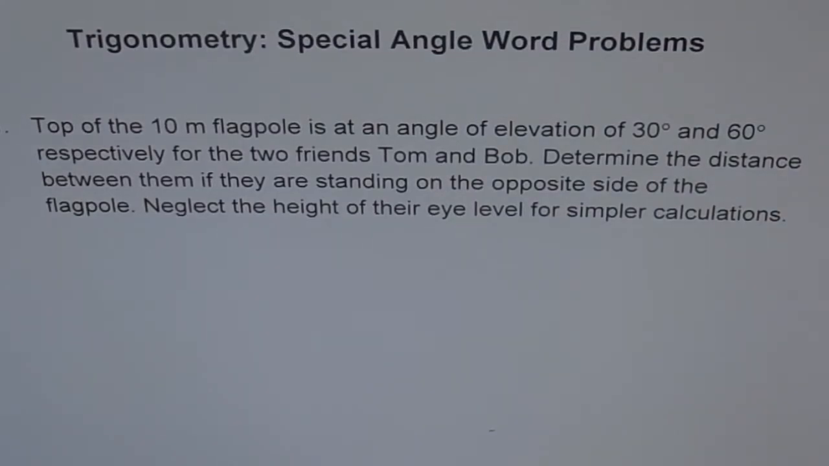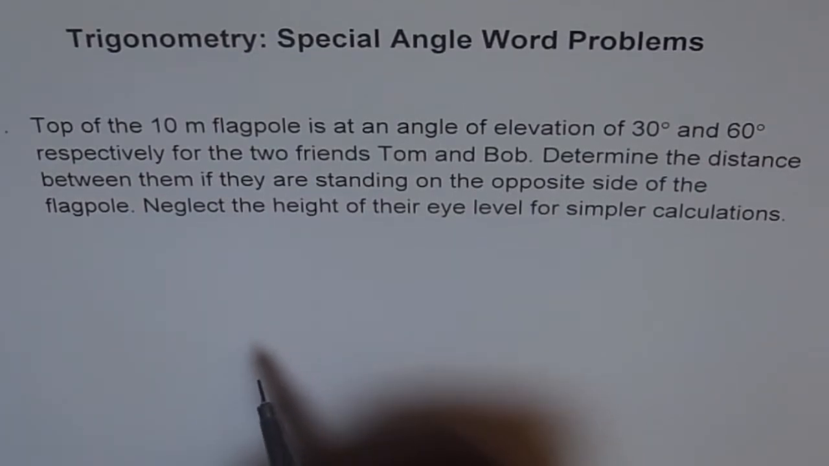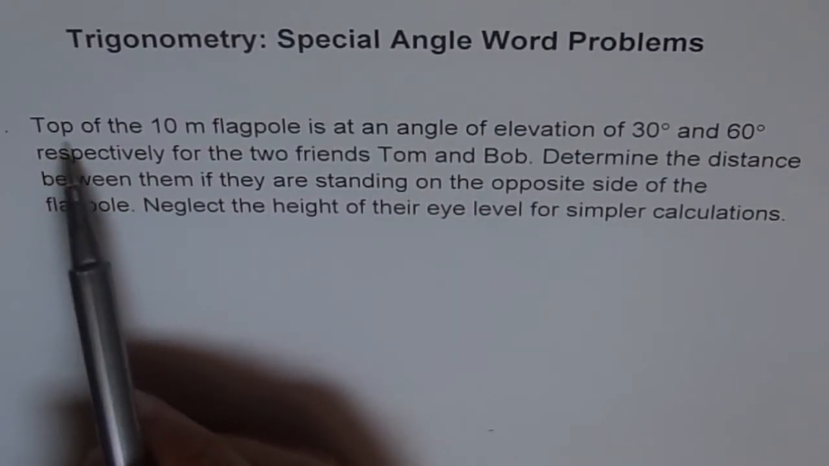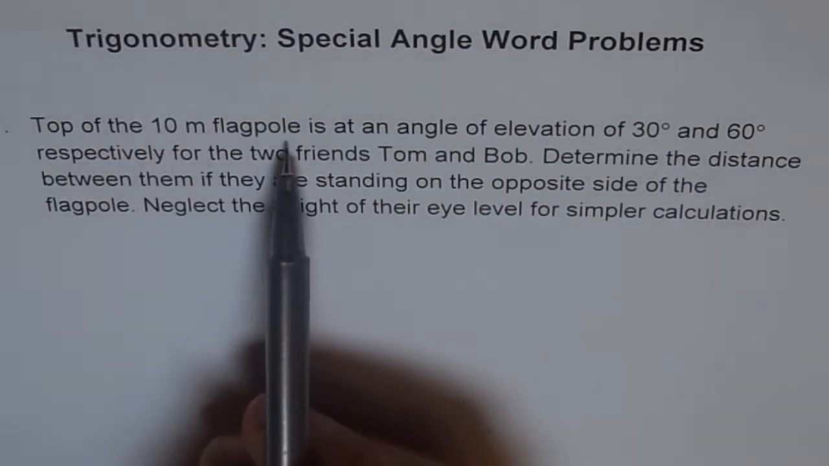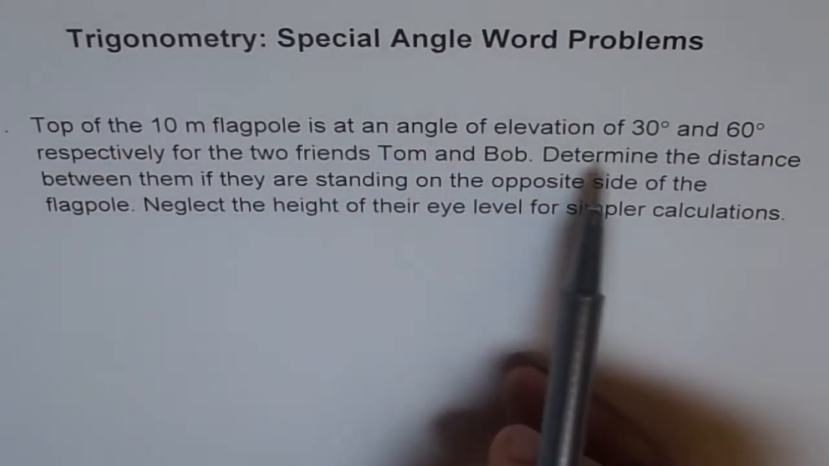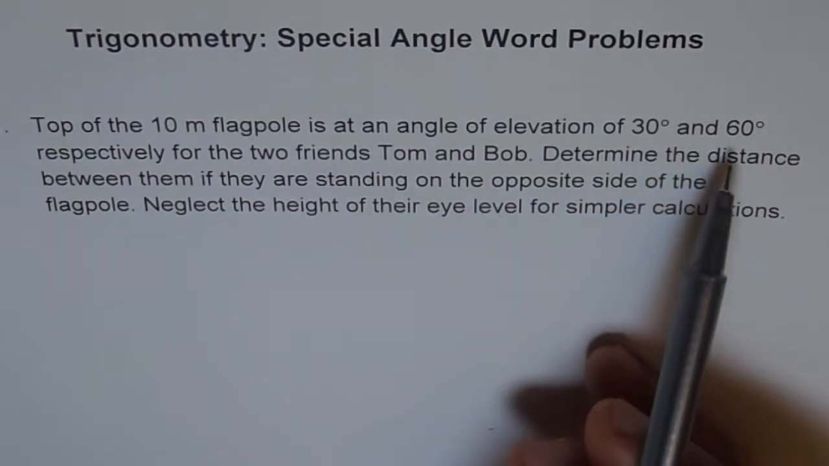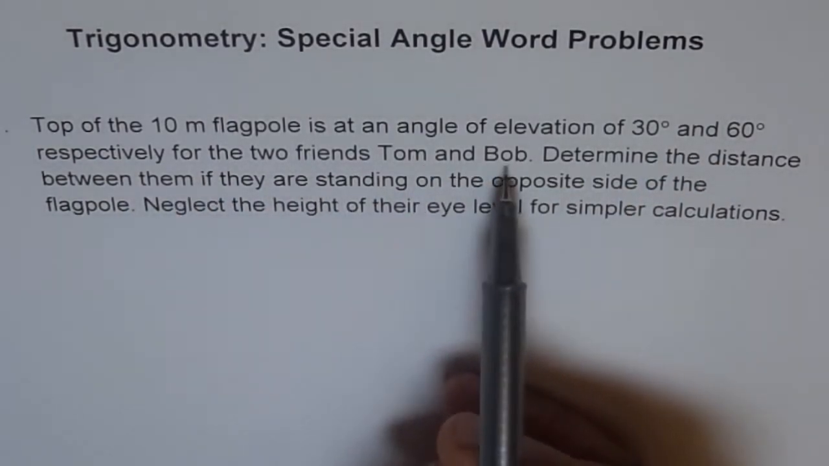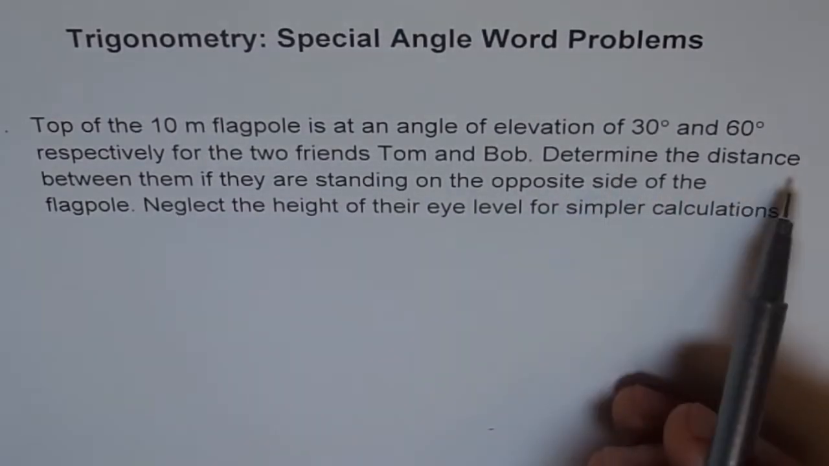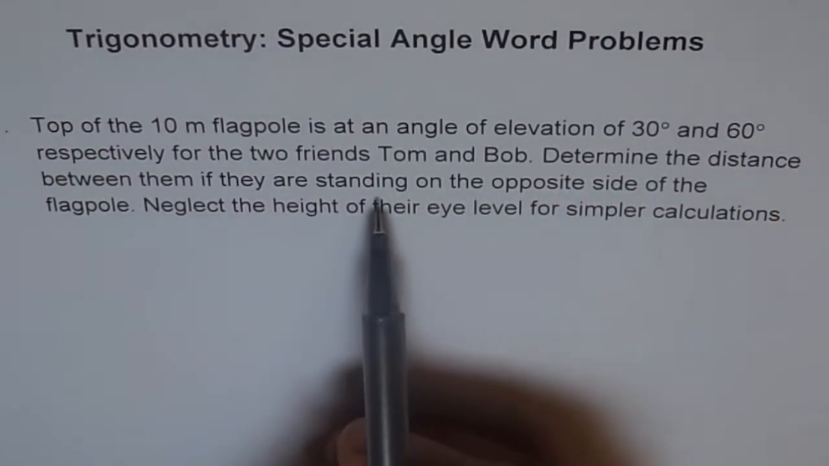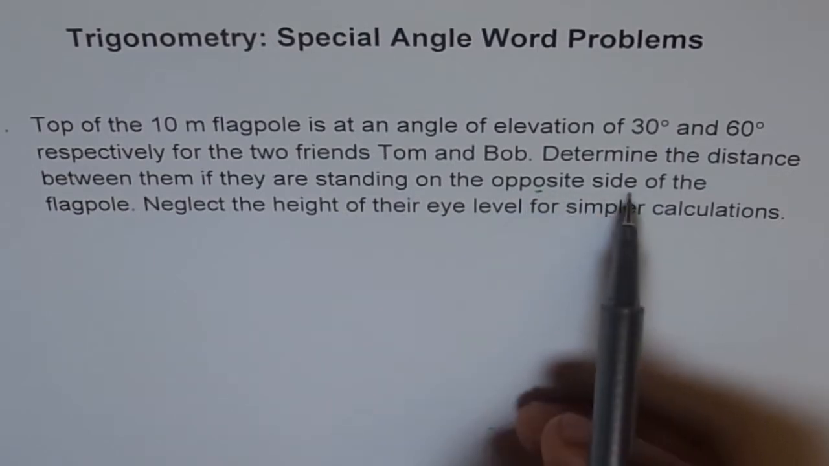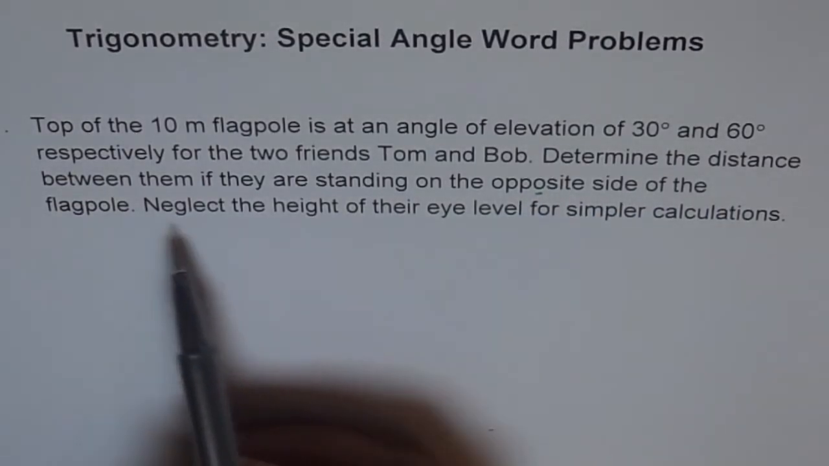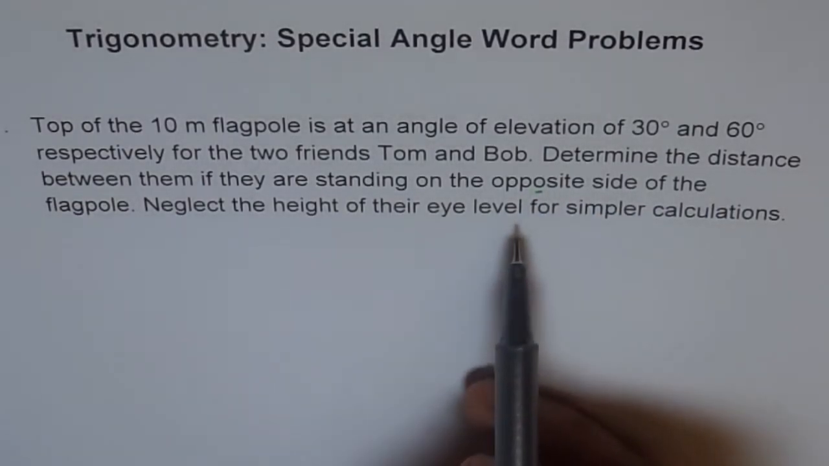Here is another problem of special angle, right? Now let's read the word problem carefully. The top of the 10-meter flagpole is at an angle of elevation of 30 degrees and 60 degrees respectively for the two friends Tom and Bob. Determine the distance between them if they are standing on the opposite sides of the flagpole. Neglect the height of their eye level for simpler calculation.